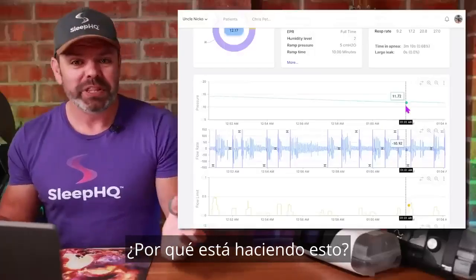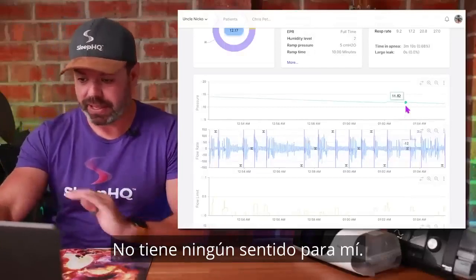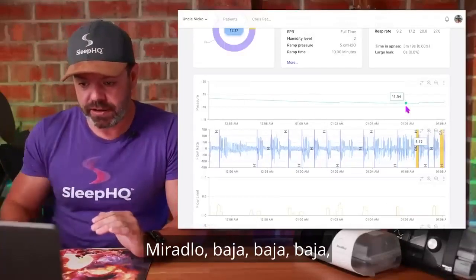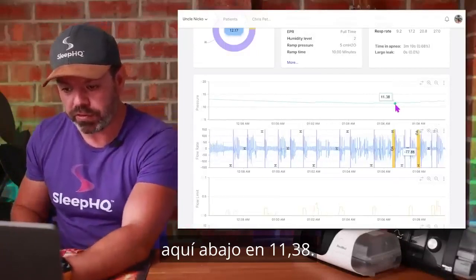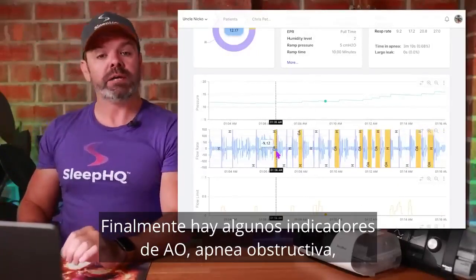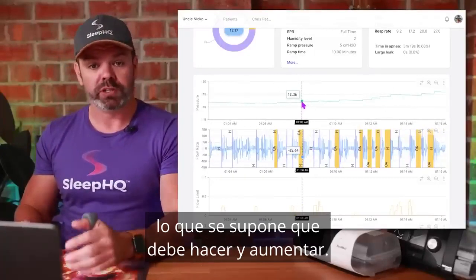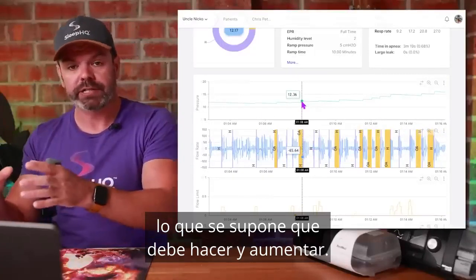Now, why is it doing this? I have absolutely no idea. It doesn't make any sense to me. Look at it. It goes down, down, down, down here at 11.38. Finally, there's some OA, obstructive apnea flags, and the pressure starts to do what it's supposed to do and increase.